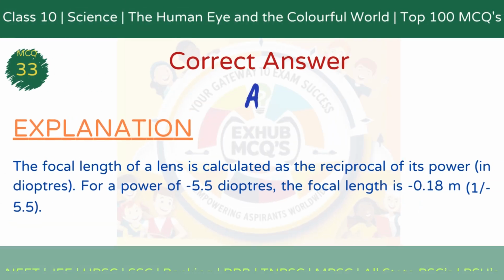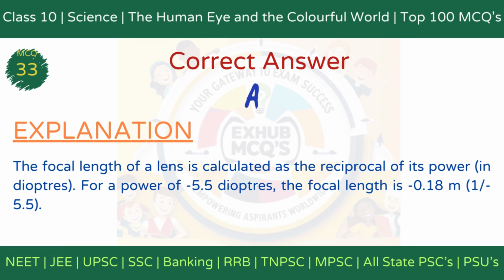The correct answer is option A, 9.18 meters. Explanation: the focal length of a lens is calculated as the reciprocal of its power. For a power of -5.5 diopters, the focal length is -0.18 meters, or 1 divided by 5.5.